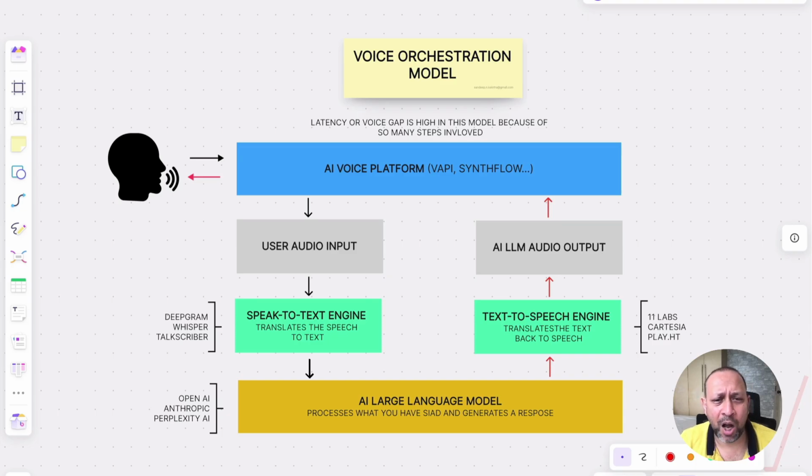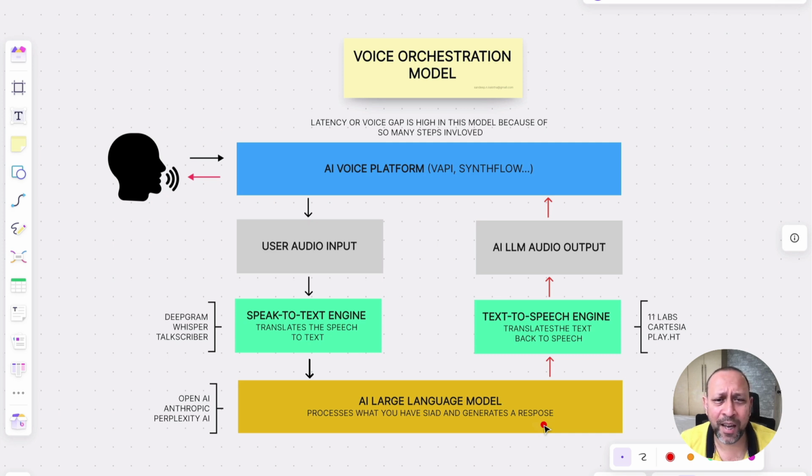Next, how does voice AI work? So let's break down how this all works. In the voice orchestration model, when you talk to a voice assistant, your spoken words are first turned into text using something called a speech to text engine. This engine might be powered by services like DeepGram, Whisper, or some other service.